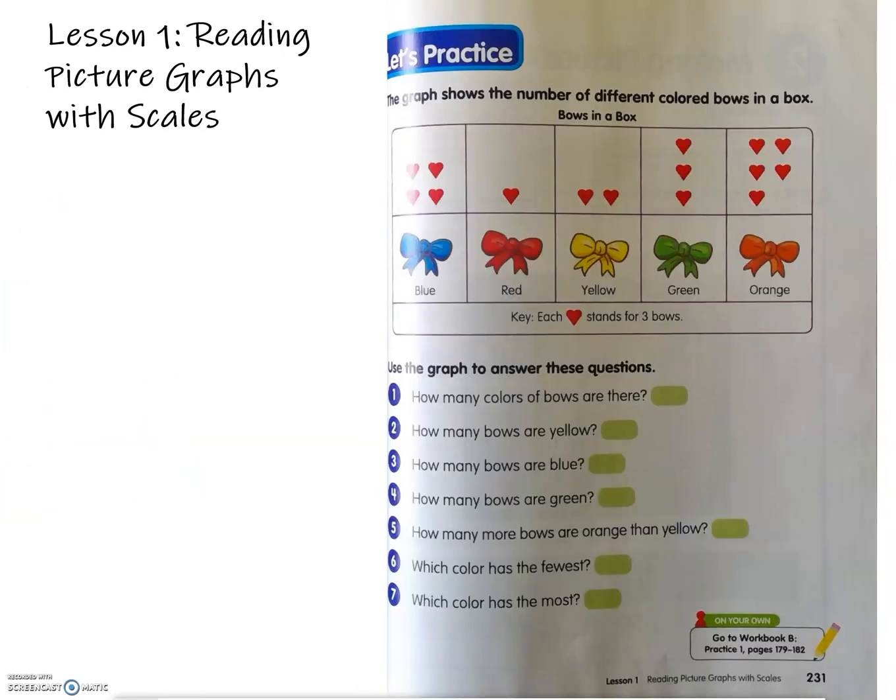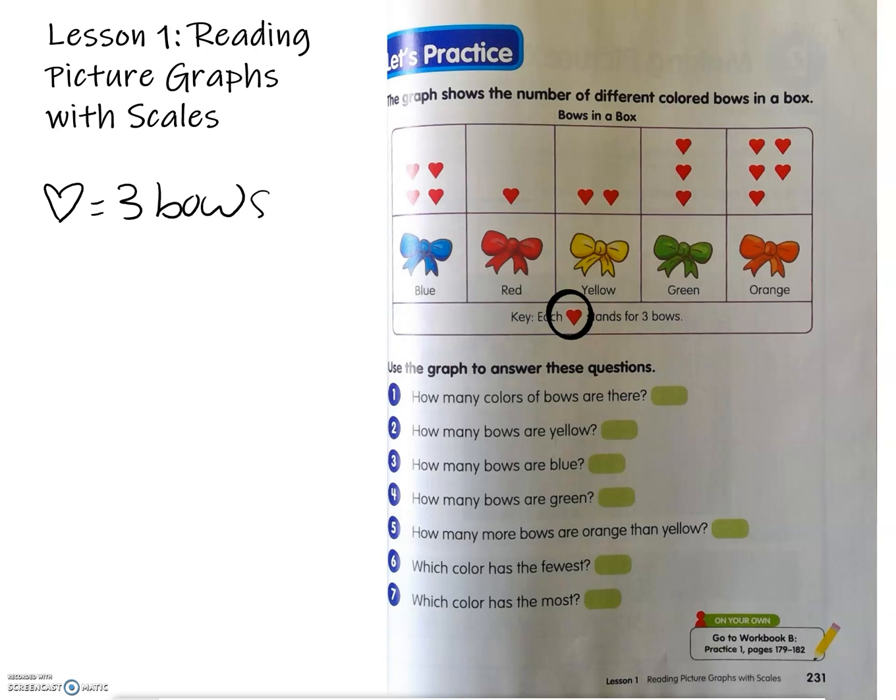Now we're going to do one more practice page before we move on to the workbook pages. This graph here shows the number of different colored bows in a box. I can see that the symbol that they're using here is hearts, and for each heart it's 3 bows. So to remind myself, 1 heart equals 3 bows.